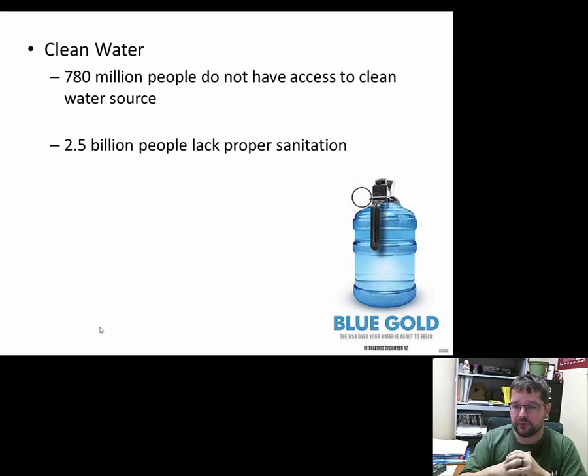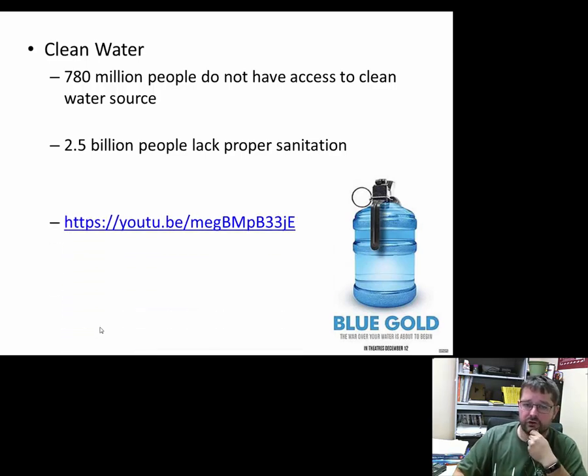But the problem is not that we don't have water. The water's not going away, but the water's not clean. So the access to clean water is gone. It's so polluted that there's no access for 780 million people to any kind of water source that would be palatable.